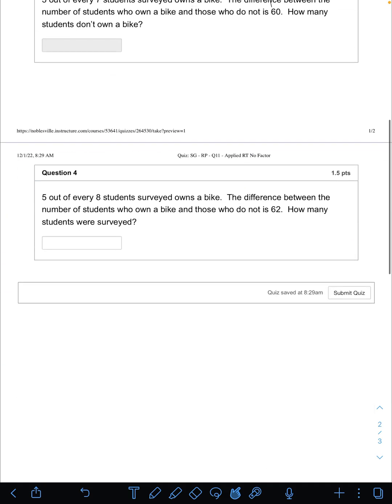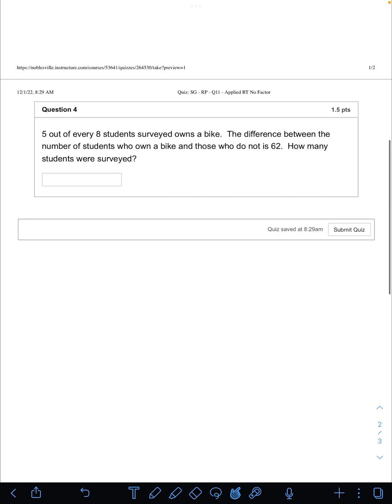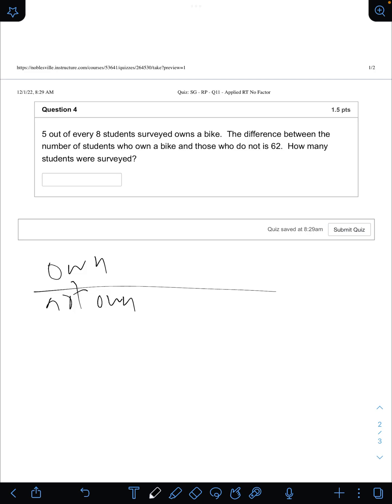What are these ones? 5 out of every 8 students own a bike. Okay. So let's see here. So if I have own, not own, right? 5 own a bike. Oh, out of every 8 students. That means our total students are 8. So that means who doesn't own a bike? 3 people don't own a bike.